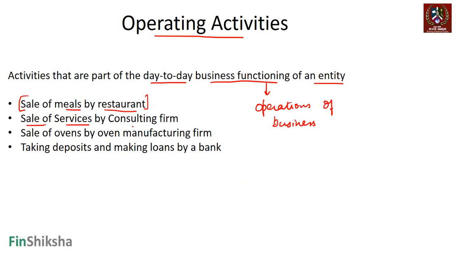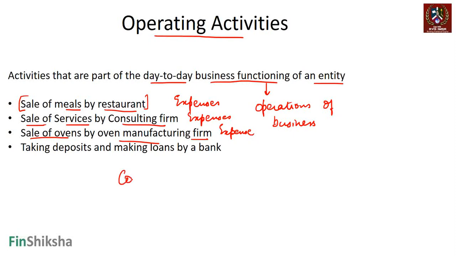Sale of services by a consulting firm is going to be an operating activity. Sale of ovens by an oven manufacturing firm is going to be an operating activity. Expenses that you have taken for all these three, like employing people, taking raw materials, etc., all those are also going to be operating activities.